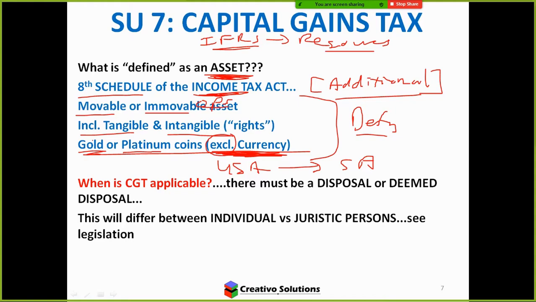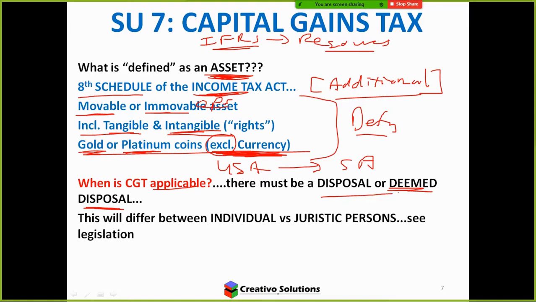But if you hold gold coins or platinum coins, or other tangibles or intangibles, or movable and immovable property, all of that is specifically included under CGT, capital gains, under the 8th schedule. So I'm just giving you a bit of insight into the tax legislation. If you're looking at CGT, we're focusing specifically on the 8th schedule, and we're following the rules and regulations outlined in that schedule. So when is CGT applicable? Obviously, when I have a disposal, or a deemed disposal.